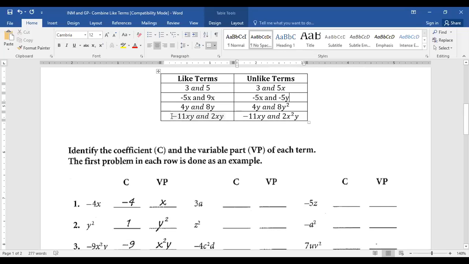This fourth row, negative 11xy and 2xy, those are like terms. So the coefficients together would give you negative 9xy. In the second box here on that fourth row, those are not like terms because one of those x's is to the second power. You have to look at the exponent level as well as the lettering itself.